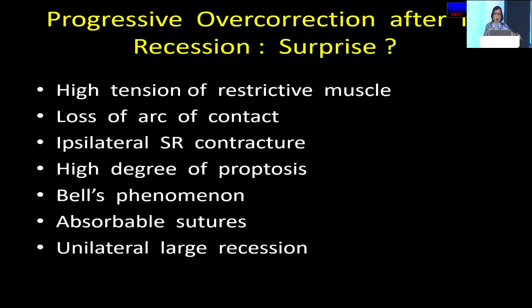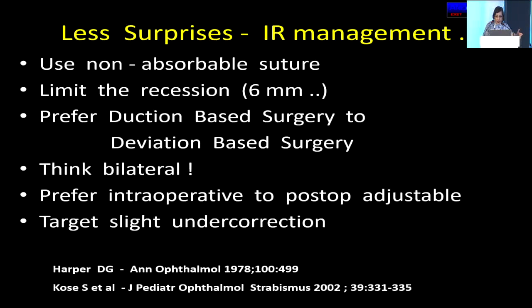So progressive overcorrection after inferior rectus recession, is it a surprise? Not quite. We knew it's been happening because of the high tension of the restrictive muscle. Maybe the loss of arc of contact, a tight ipsilateral superior rectus, proptosis, Bell's phenomenon going on, use of absorbable sutures made it worse, and large recessions were causing this phenomenon.